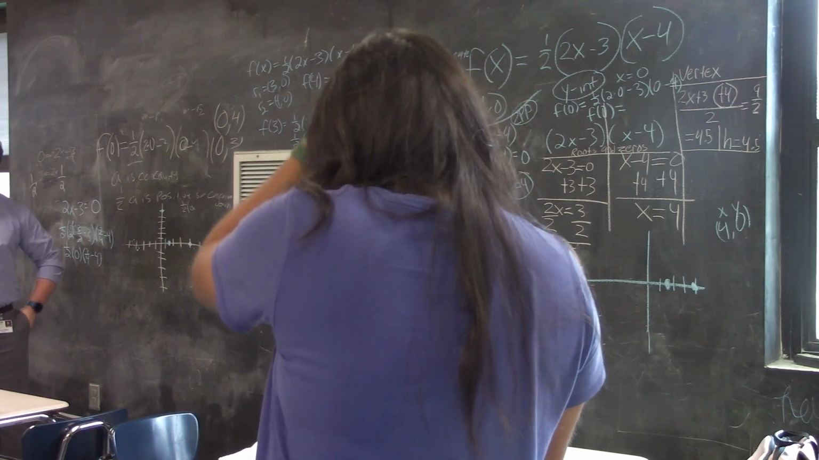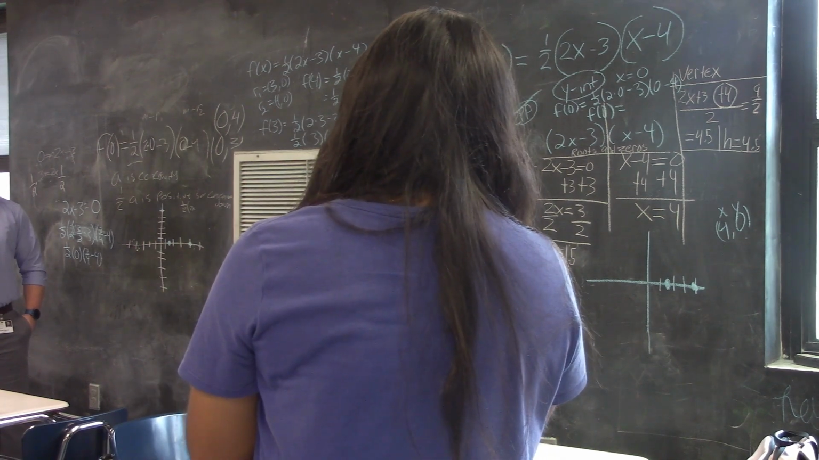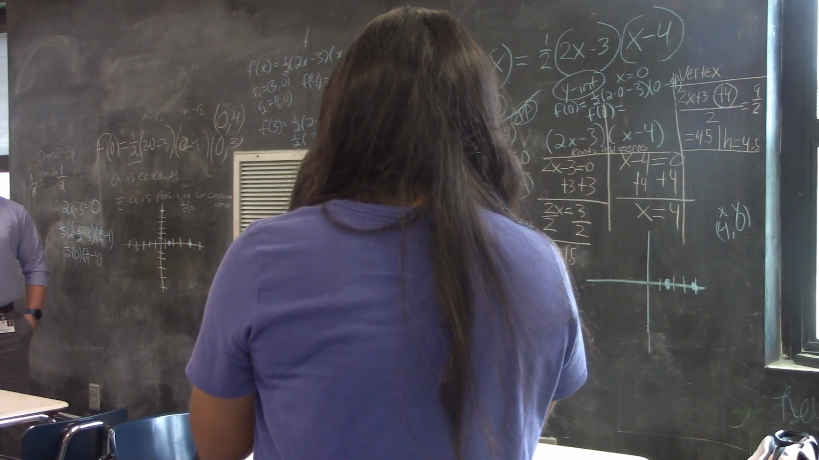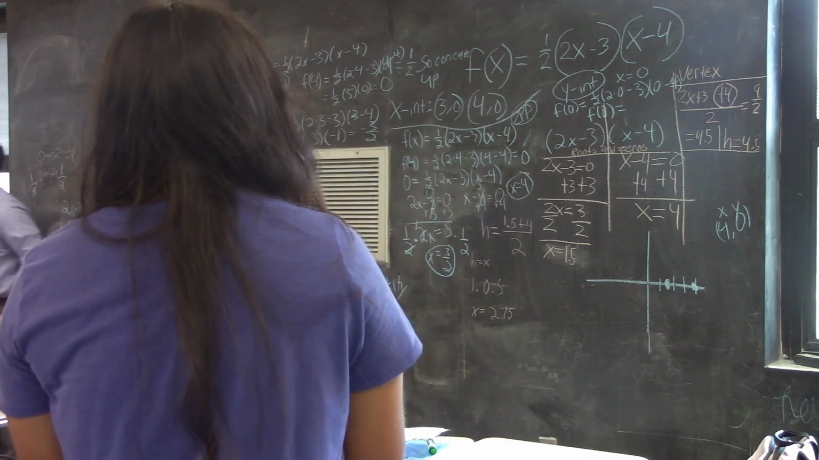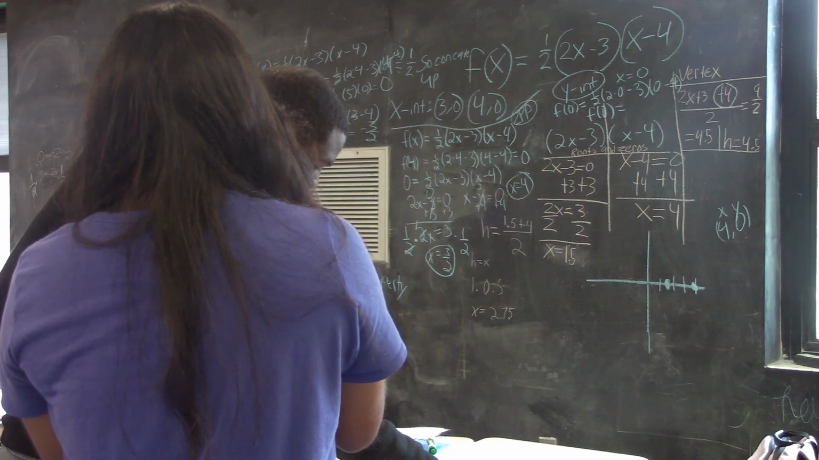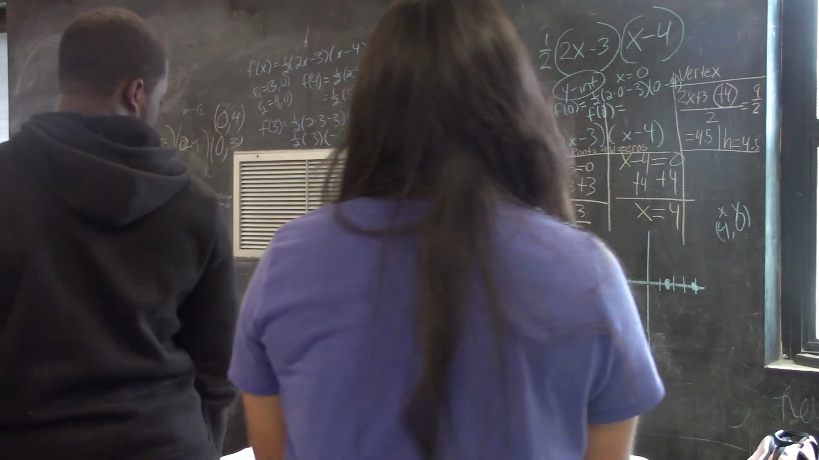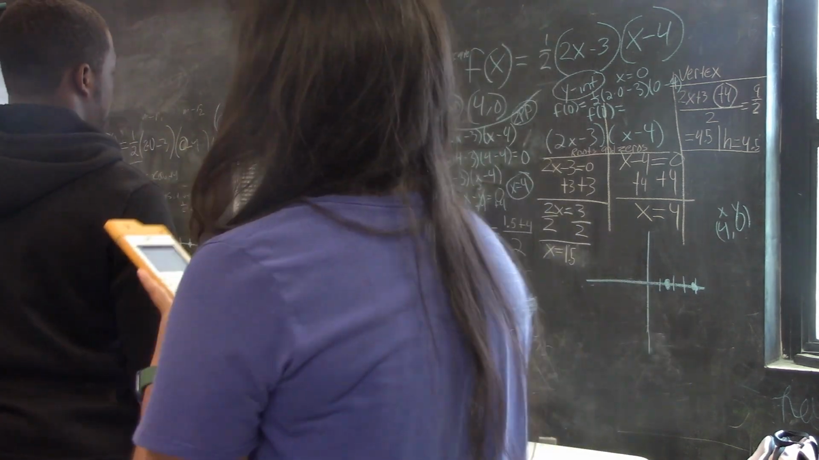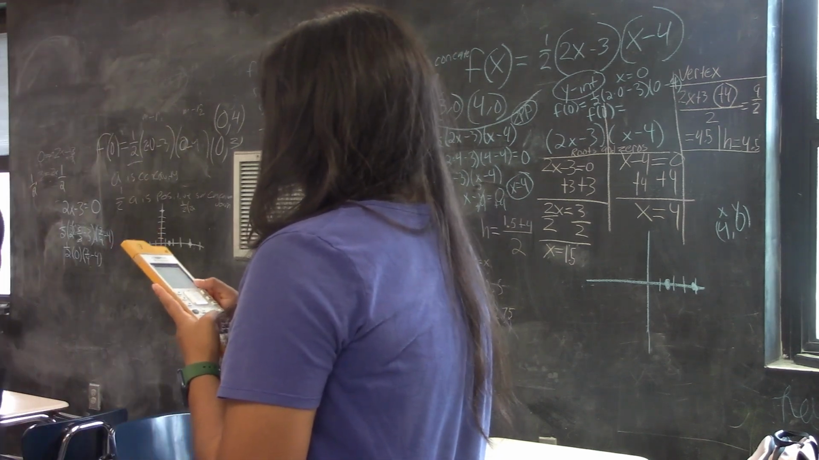The y-intercept is the easiest one to find. The input is 0. So guys, if you're struggling on typing this in, look at the screen up here. It's literally just 1 divided by 2, times 2 times 0, I got 0, minus 3.